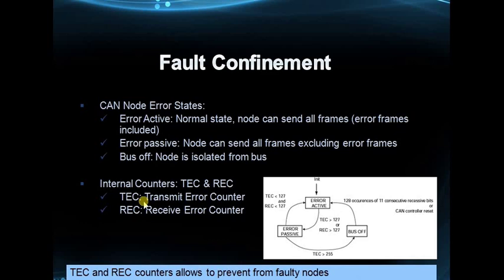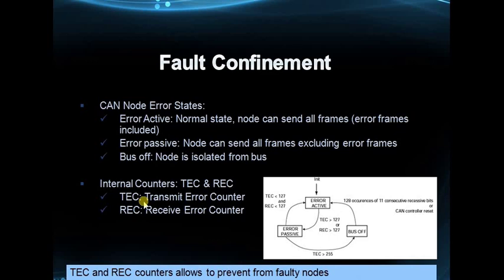Now, if these counters are not less than 127, if any one of the counters is greater than 127, then that node will become an error passive node. The error passive node will send a passive error frame. Are you able to distinguish between the passive error frame and the active error frame? The passive error frame is 6 recessive bits followed by 8 recessive bits.